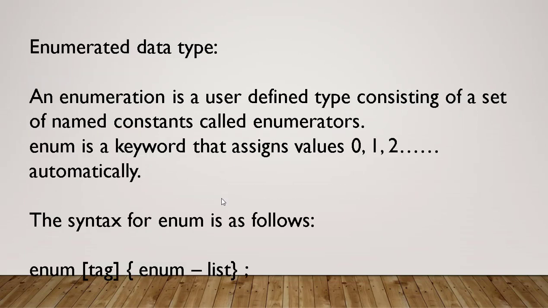The next data type that comes under the user defined data type is the enumerated data type. An enumeration is a user defined data type. It consists of a set of named constants called enumerators. Enum is a keyword that will assign values like 0, 1, 2, etc. automatically. The syntax for the enumerated data type is as follows: you write enum, then the name, and inside the brackets you have the enum list, and it should end with a semicolon.